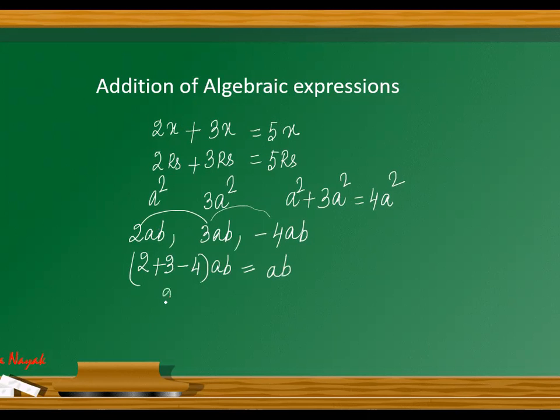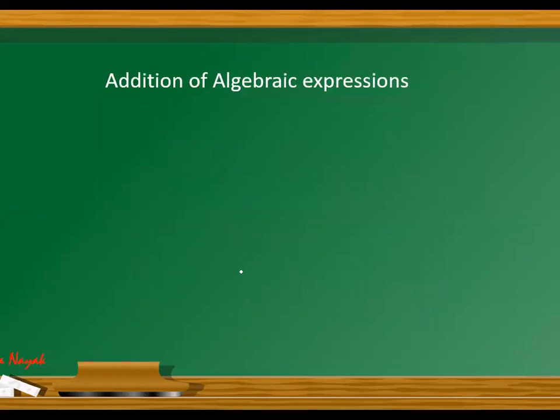Now if it is 2x and it is added to 5y, here the addition is not possible. Why is it not possible? Because they are not like terms, they are unlike terms. One is x, one is y. Let us go for some more examples.